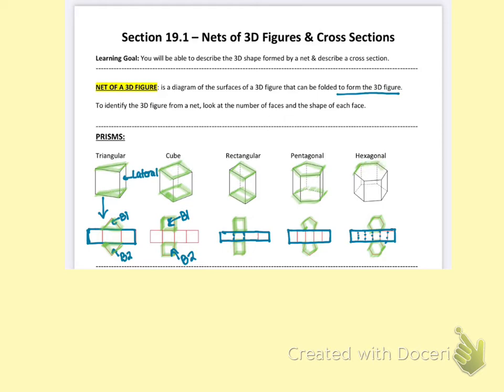prism. And again, how we name these figures is we say what type of base it is, and then what type of 3-dimensional figure it is. So in this case, I have a hexagonal prism, but let's say instead I only had 1 base, and then all the points converge to another point called the vertex, then that would be different, right? So these are typical ways to create a net for a prism.